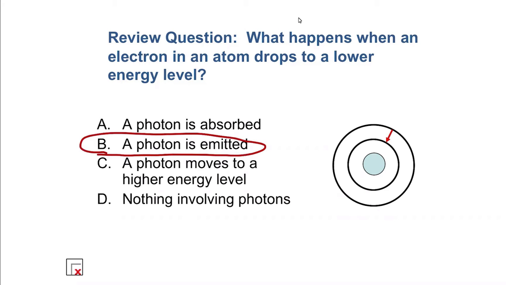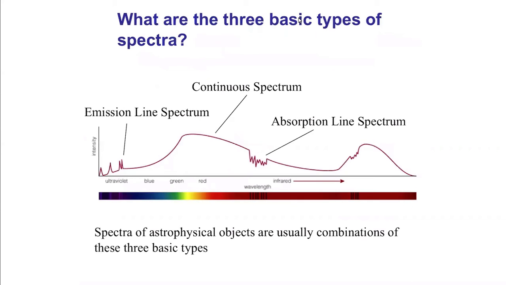Okay. That leads us directly into the next topic in this class, which is: what are the three basic types of spectra? But first, before we talk about what the types of spectra are, we need to think about what a spectrum is. Here we have an example of a spectrum. This is a cartoon version of a real spectrum, specifically of the planet Mars. You can see some interesting features here. But let's talk first about what a spectrum is in general.